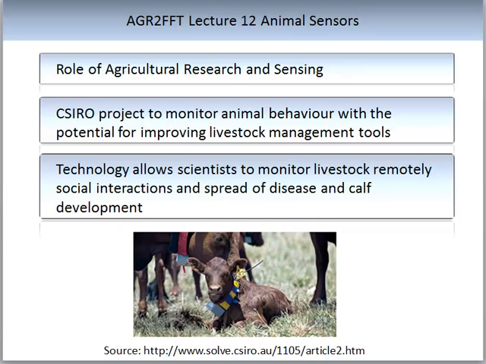When you look at the role of agricultural research and sensing, you will find that sensors play an important part. CSIRO has set up a project to monitor animal behavior with the potential for improving livestock management tools. The technology allows scientists to monitor livestock remotely, their social interactions and spread of the disease and calf development. This technology may be very useful in tackling such issues as animal welfare.